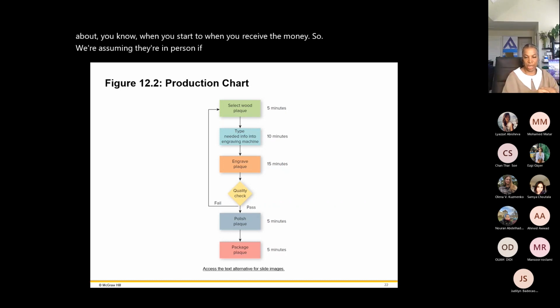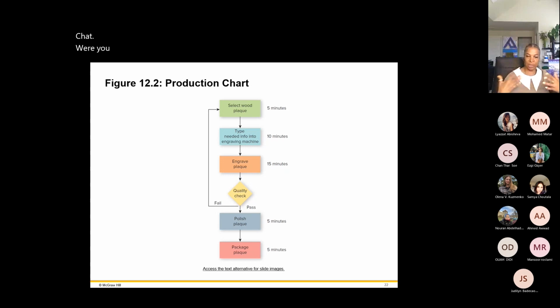If I do the quality check and it does not pass, it fails, I have to go back to the first step, which is selecting the wood plaque. So this is your production charge. Where you start to where you're collecting money for your product or service.